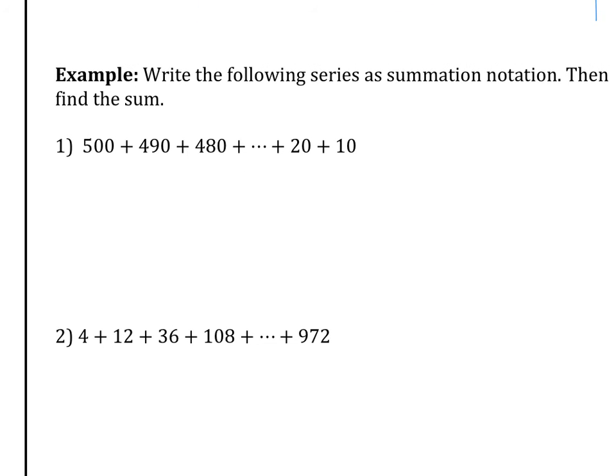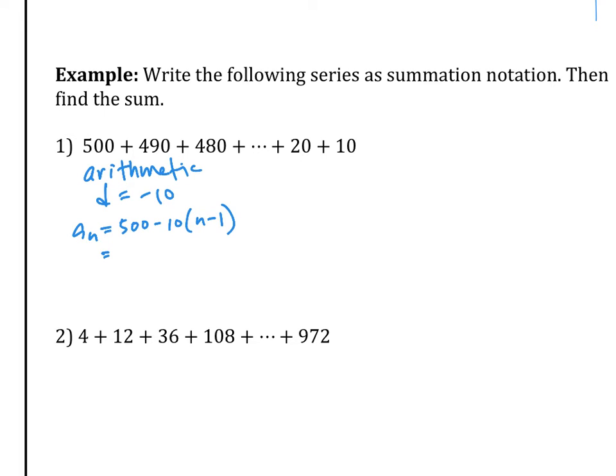All right, now let's go to a different kind of section. We are going to rewrite the series in summation notation. So it's not that hard. What you need to do again is first figure out, is this arithmetic or geometric? So this first one, you can see that it's arithmetic because we are subtracting 10 every time. And so the next thing you're going to do is actually write the explicit formula. So 500 minus 10 times n minus 1.